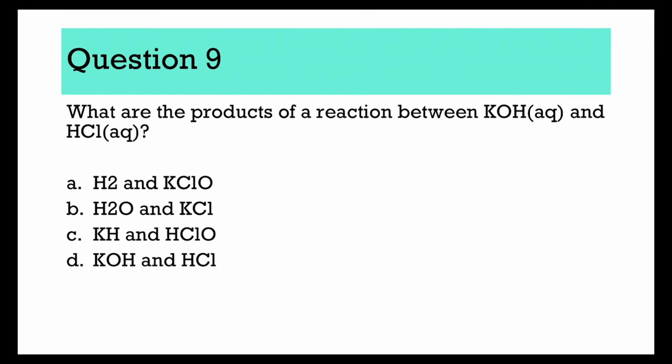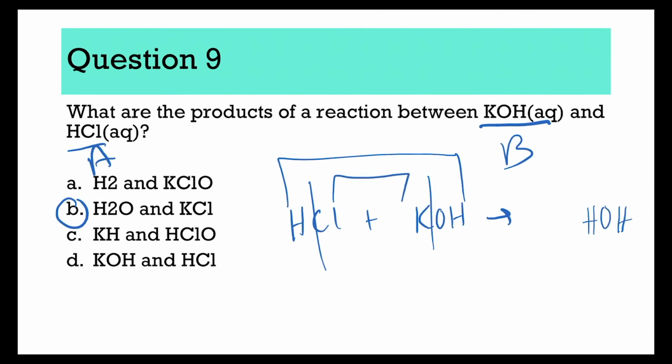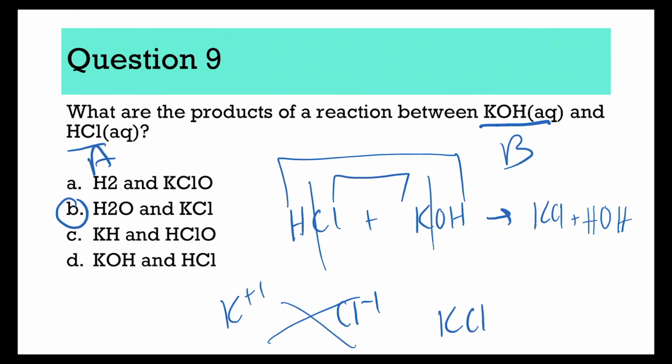Number 9 says, what are the products between KOH, which is a base, and HCl, which is your acid? So you know we need a salt and we need water. And the only option with water is B. But if we wanted to do this the long way, HCl plus KOH, break these up, outside with outside, inside with inside, you get your HOH as your water, K is +1, Cl is -1. Crisscross, you get KCl as your salt. And again, that is what choice B says.